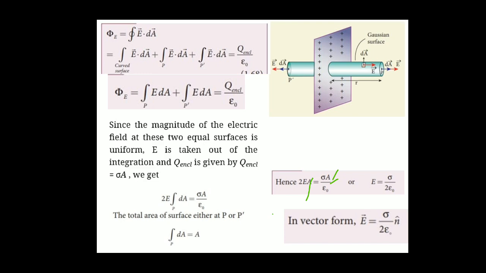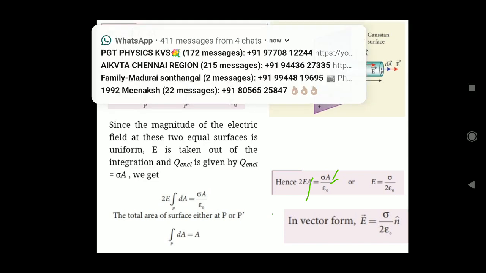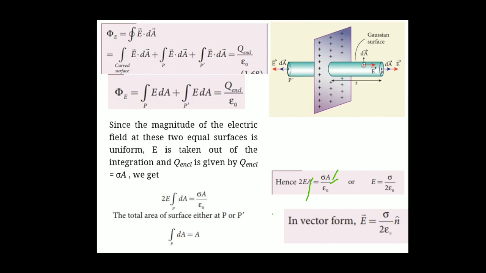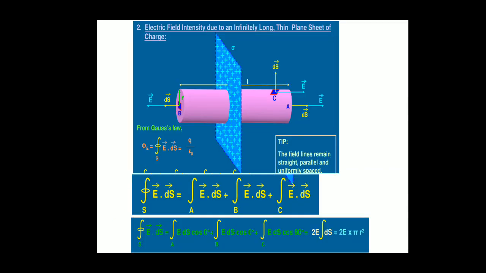But children, remember one thing here: sigma is constant, 2 is constant, epsilon naught is constant. Means what? Electric field is independent of distance. But in yesterday's class, for an infinitely long line of charge, E is equal to lambda by 2 pi epsilon naught r, which depends on distance. But for a sheet, it is independent of the distance.